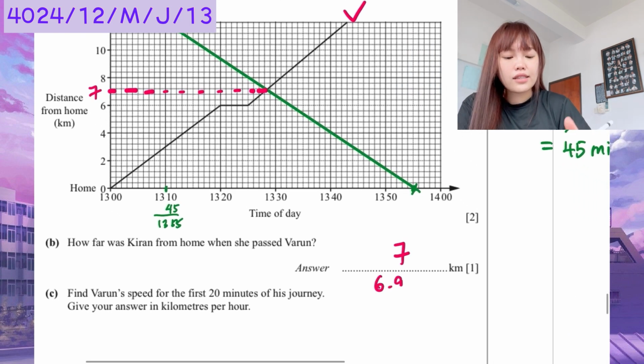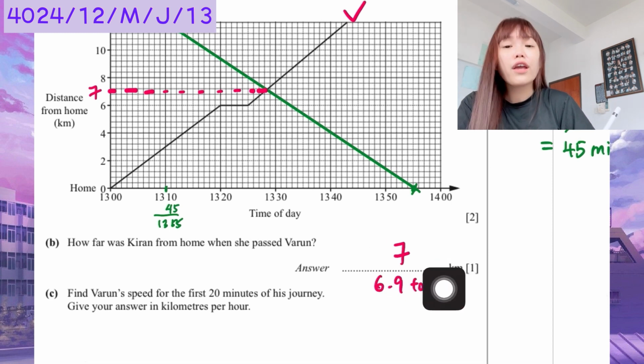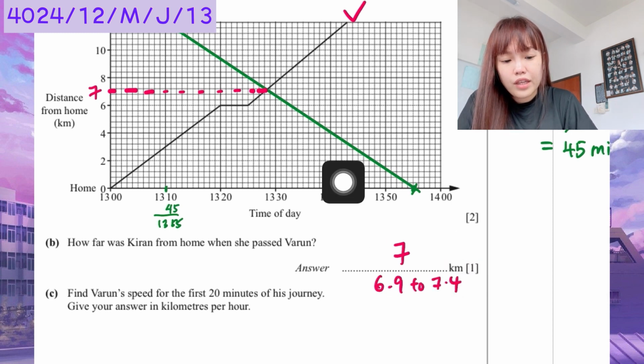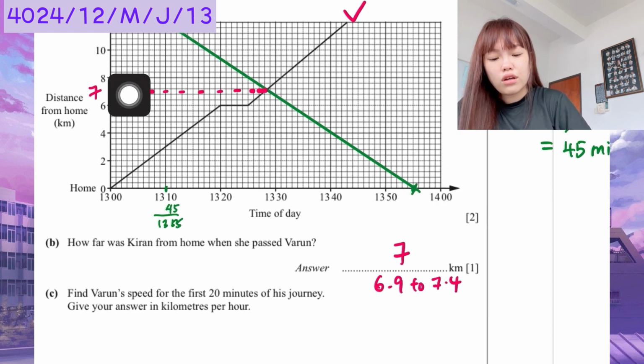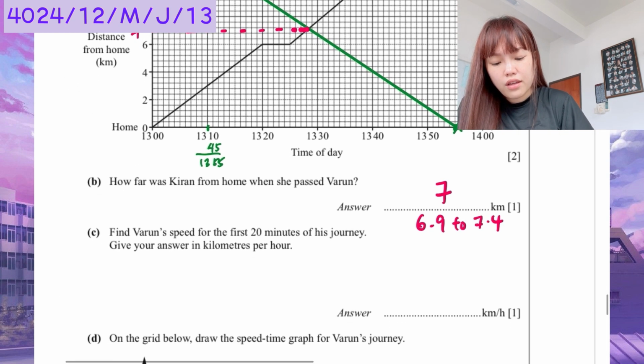The answer that is acceptable is from 6.9 up to 7.4. Any answers in between here, you will get correct. It depends on your graph here, how you look at the point of intersection of these two graphs.